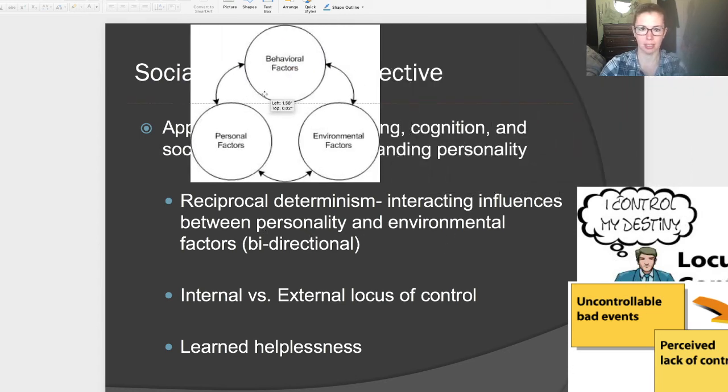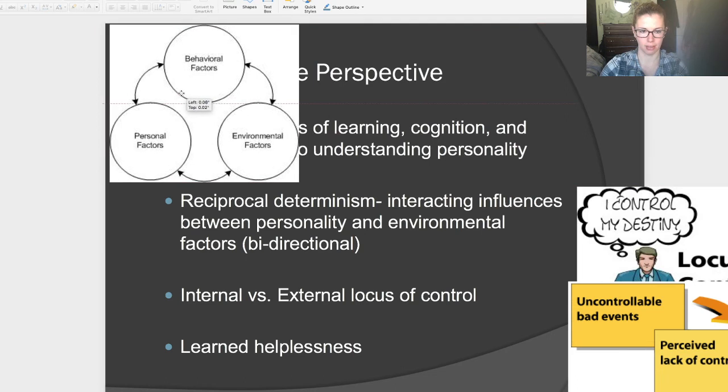Okay, so you can see here in this lovely graphic that behavioral factors, personal factors, environmental factors, they're all interconnected and they all influence one another back and forth. So that two-directional arrow means that not only do personal factors influence behavior, but behavior influences your personal factors. Okay?